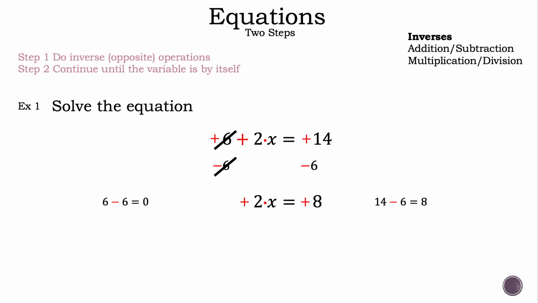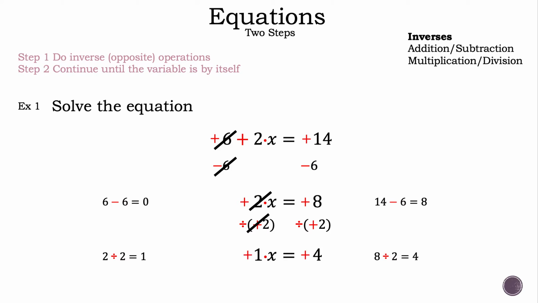Let's write down what we have so far. We have positive 2 times x, which is equal to positive 8. Now as you can see here, we said times. So another word for times is multiplication, and the inverse of that is division. So we're going to divide by positive 2 to get rid of that 2 in front of the x, so we can get the x by itself, and 2 divided by 2 is 1. We can cancel those numbers out, and we need to do it to the right side, and 8 divided by 2 is 4.